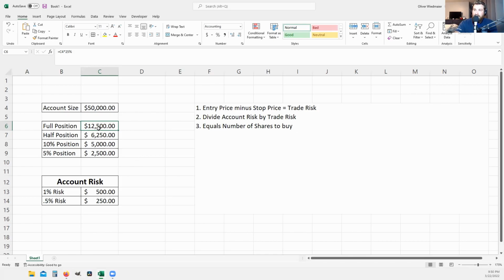Anymore, you're putting on too much of a position size. In order to calculate this, you just take your account value and multiply it by 25%. For half, it would be half of that. 10% would be 10%, and then 5%, of course, would be 5% of your account size. So you can see the math here.